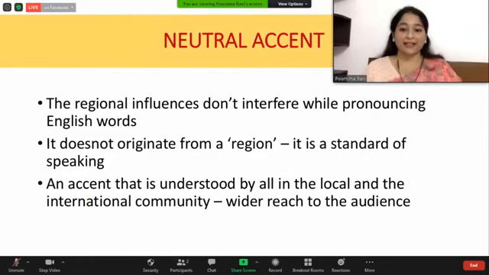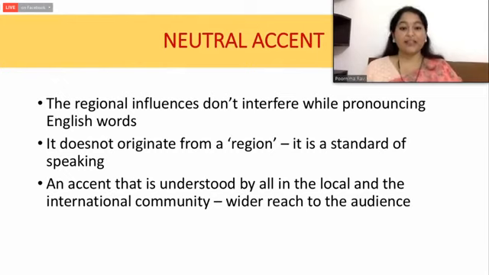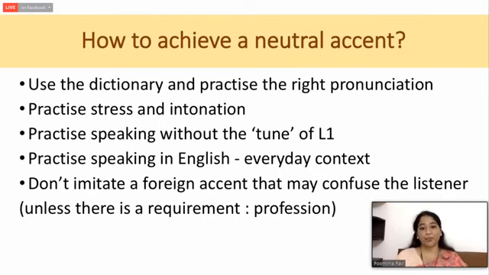Neutral accent means that regional influences don't interfere while pronouncing English words. It doesn't originate from a region. Intonation relies on the form. So M is meaning, P is pronunciation, and F is form. Is it a noun? Is it an adjective? And what is the context in which you're delivering the noun, adjective, or phrase?